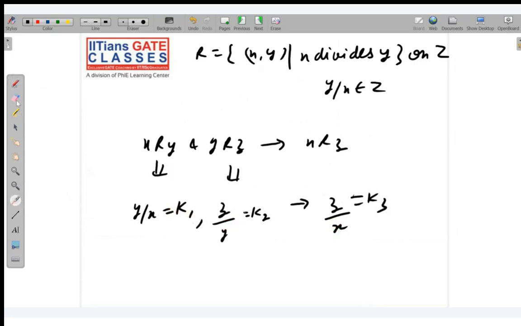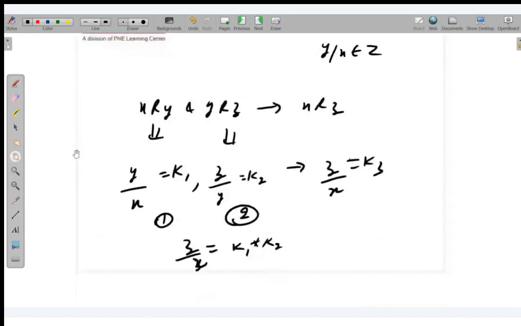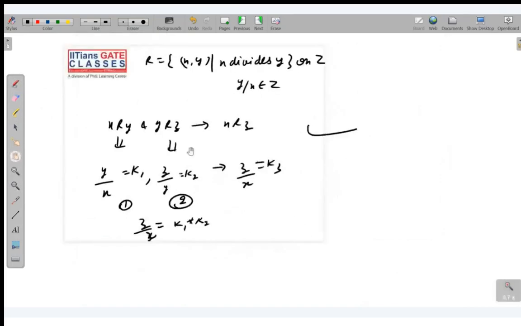Simply multiply them. Let me write it properly, you will get more clarity. y by x and z by y. So we want z by x. So how will we get z by x? y and y should be cancelled, so both should be multiplied. So 1 and 2, multiply them. When you multiply them, what will we get? z by x will be equal to k1 multiplied by k2, and integer multiplied by integer is always an integer quantity. So finally we have got k3. The conclusion is correct. So this is your transitive relation.